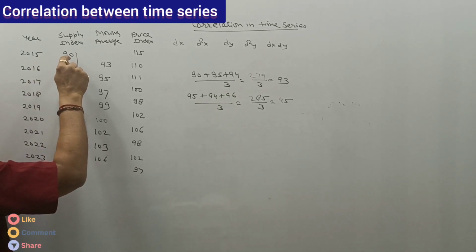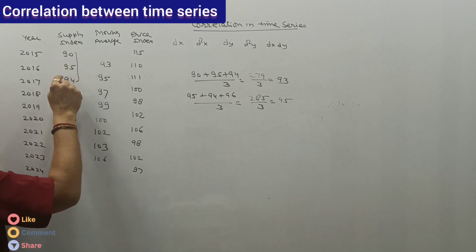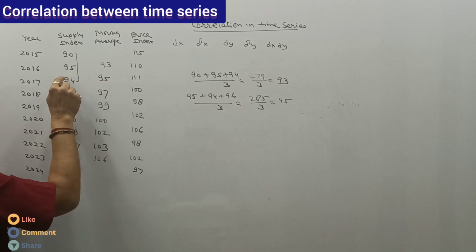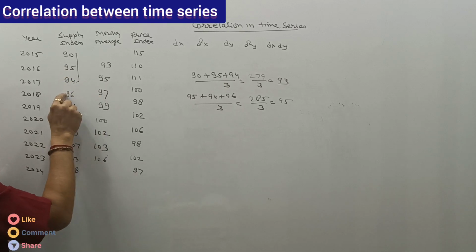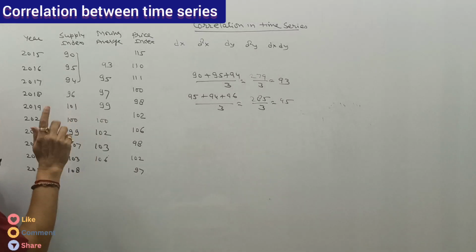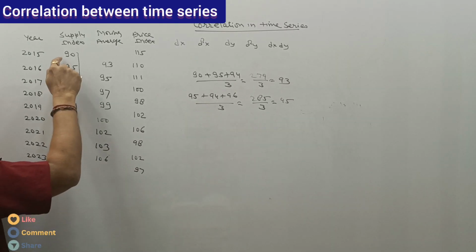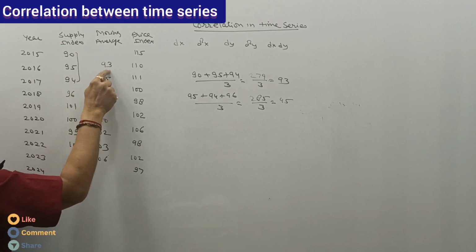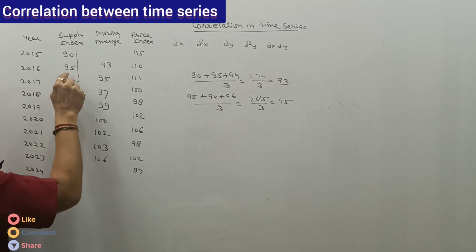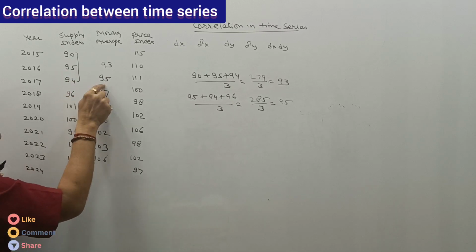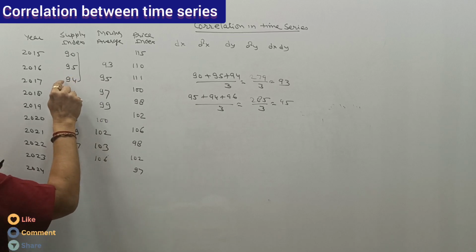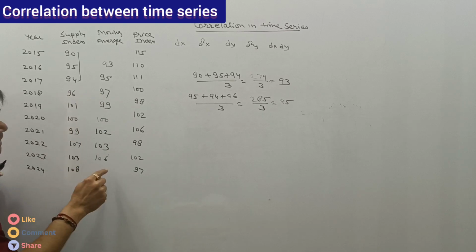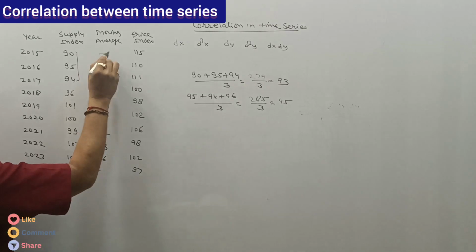For getting the moving average, we have added 90, 95, 94 divided by 3, then 95, 94, 96 divided by 3, then 94, 96, 101 divided by 3, then 96, 101, 100 divided by 3. It means in each average, we leave one item and add one item. Here 90, 95, 94 was there. Now leave 90, add 96, so 95, 94, 96 divided by 3. Again leave 95, add 101, then 94, 96, 101 divided by 3. Similarly, we get the 3-year moving average.